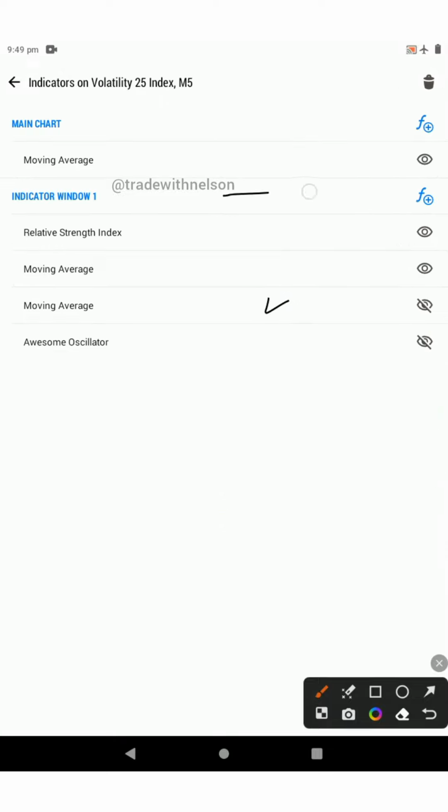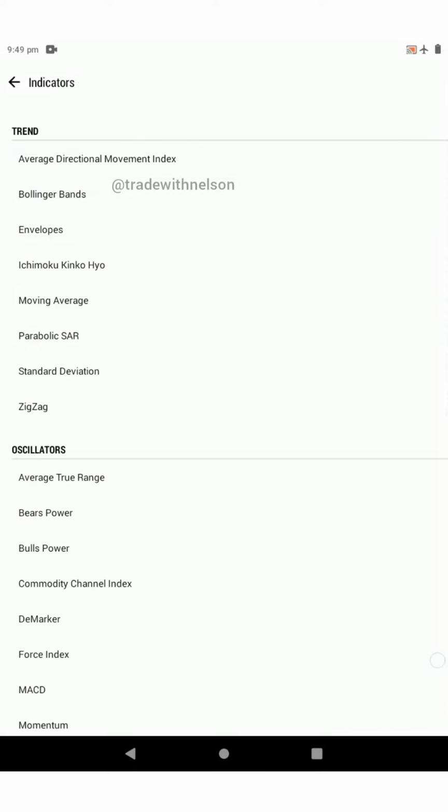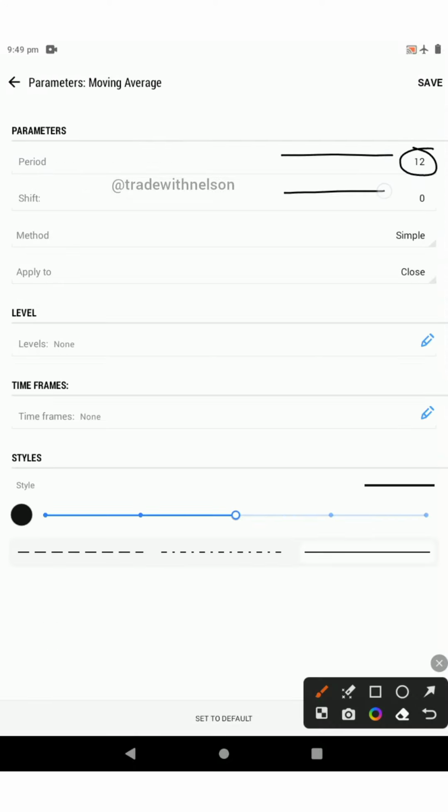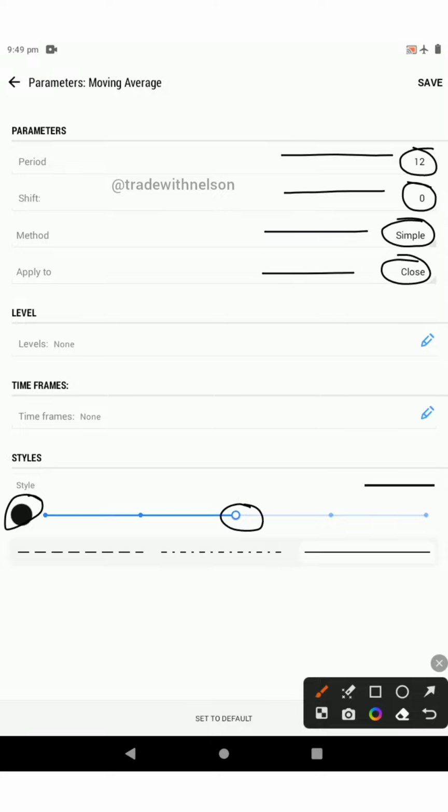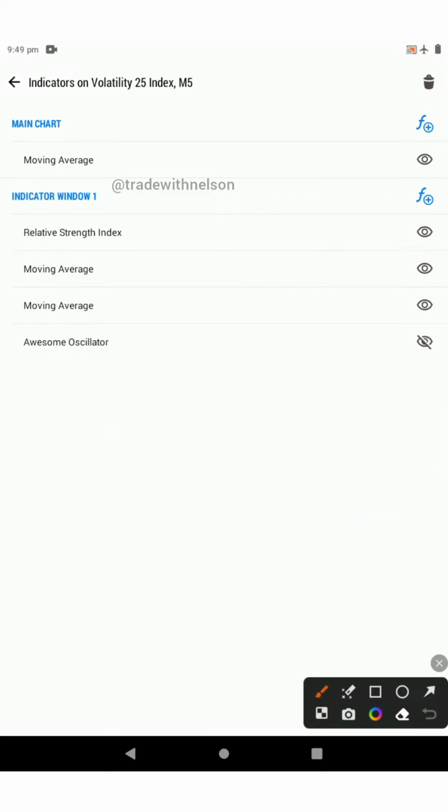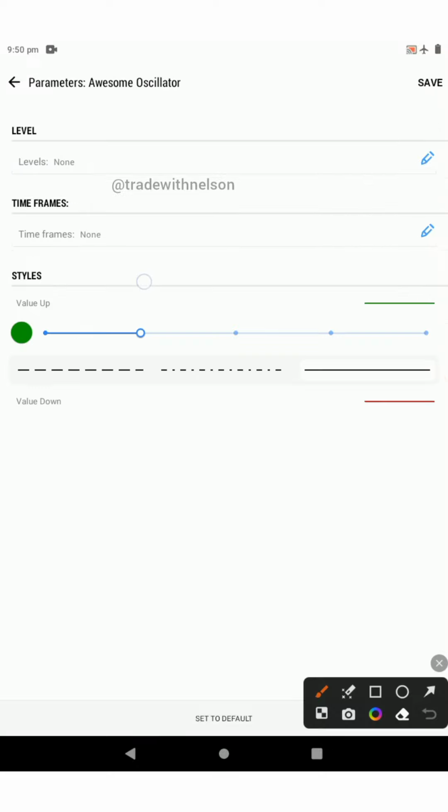For the next moving average, click on the F icon on indicators Windows 1 again. Moving average, make your period to be 12, shift to be 0, method to be simple, apply to close. For the style, make it color of your choice, make it 3 pixel and click on save. For the last indicator, which is awesome oscillator, click on the F icon on indicators Windows 1. Make the style to be color of your choice. After that, click on save.